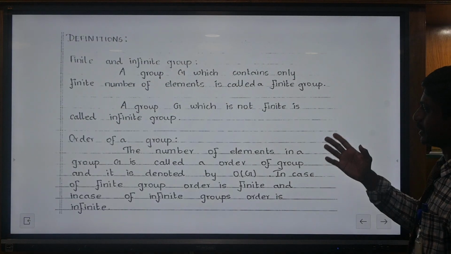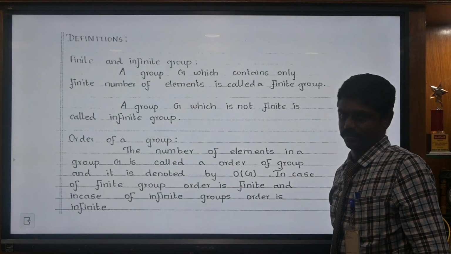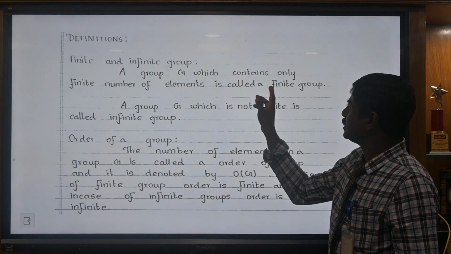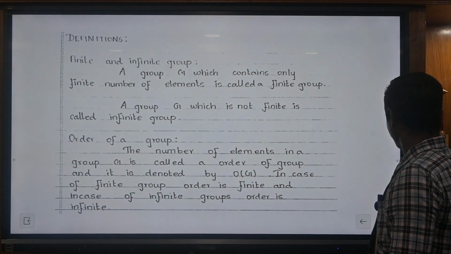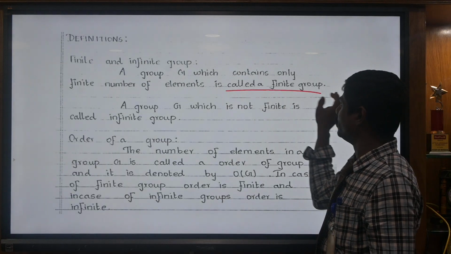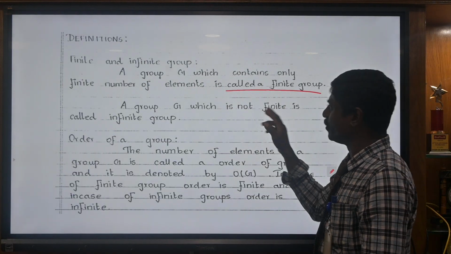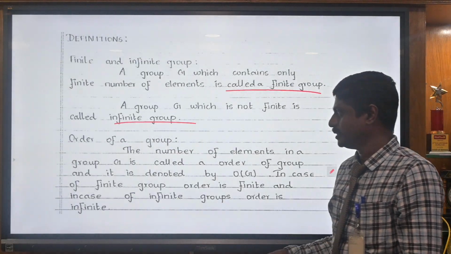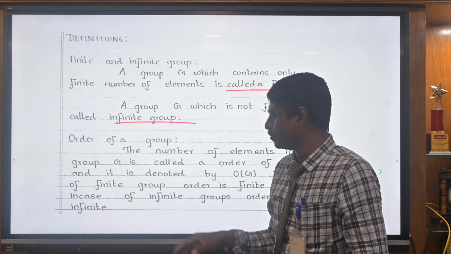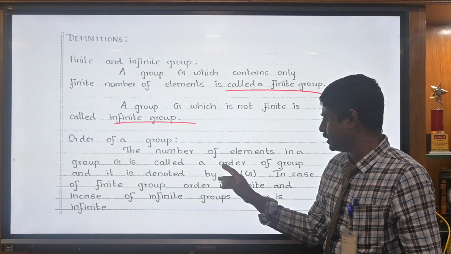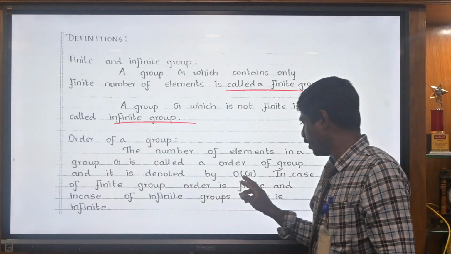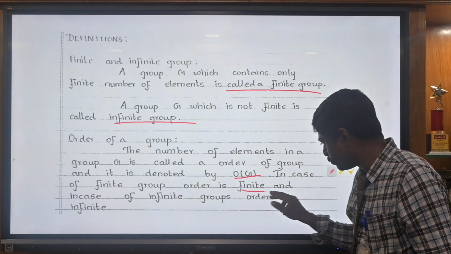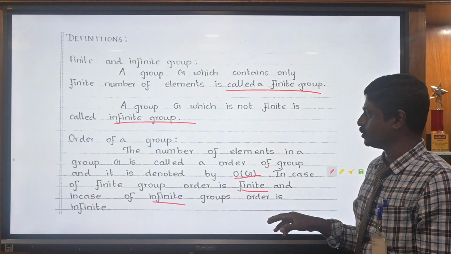It's also important. Next I will tell the two definitions before completing the group: finite group and infinite group. A group G which contains only a finite number of elements is called a finite group. Finite is very simple. You can count them. And a group G which is not finite is called an infinite group. And next one more is order of a group. The number of elements in a group G is called the order of G and is denoted by O(G). This is the symbol of order of G. In a finite group the order is also finite, and in an infinite group the order is also infinite.